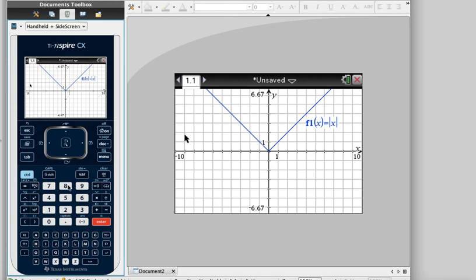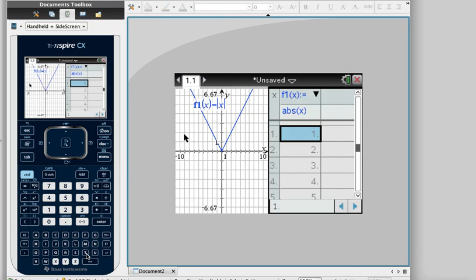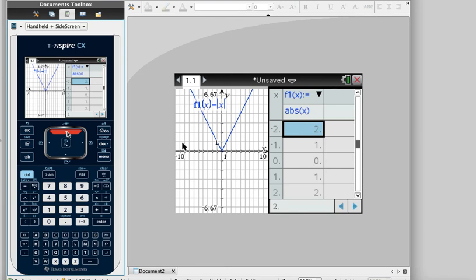Also, if you like a table to do the graphing, remember you can always hit Control T. And when you do that, it builds the table off to the side as well. And so I can scroll up or down and get certain points to plot. So that is graphing an absolute value function.